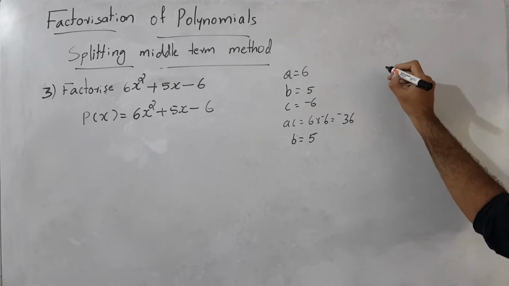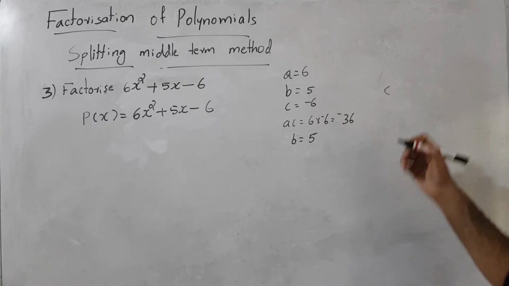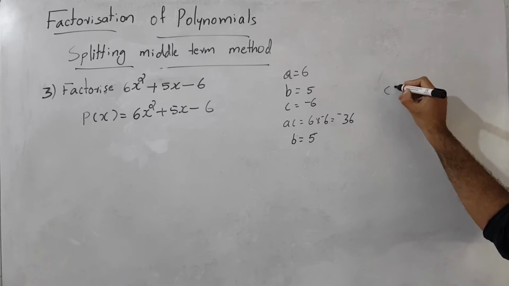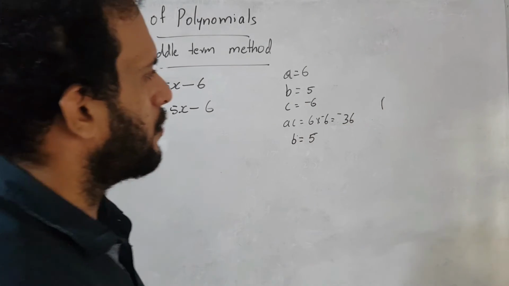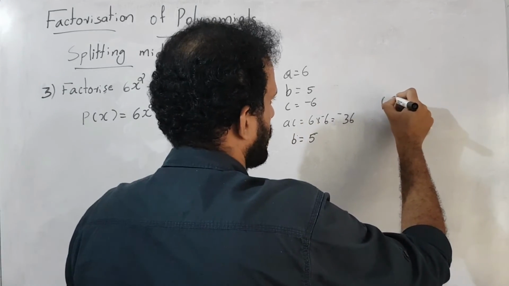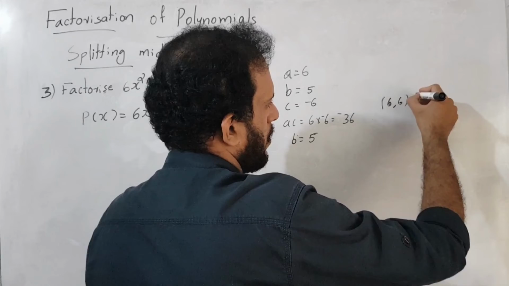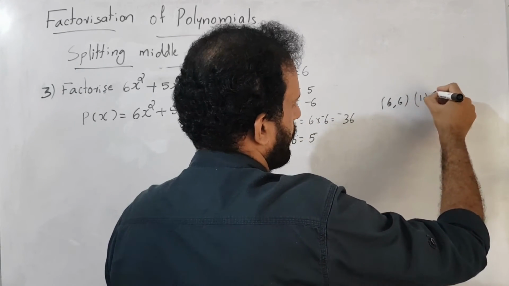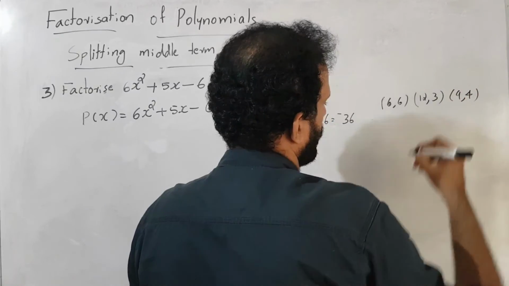Then the next step: we find the pairs of numbers whose product is 36. What are the pairs that multiply to give 36? The first one is 6 into 6. Then 12 into 3. Then 9 into 4.